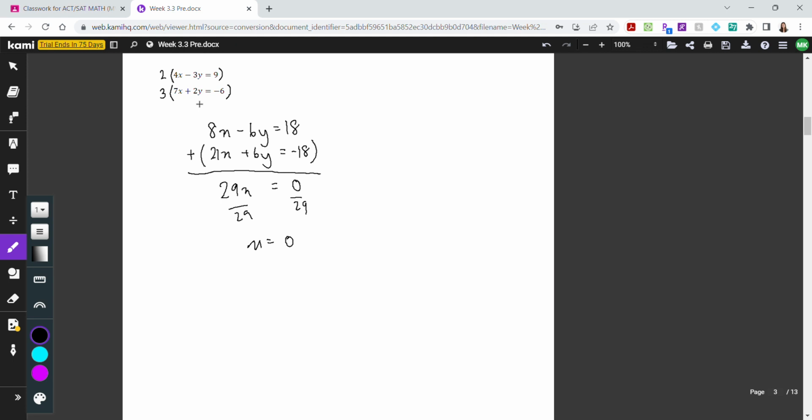From there, we're going to plug into any one of the equations that we have. So I'm going to use the first equation. So that means 4 times 0, because that's where x used to be, and now we're replacing it with 0, minus 3y equals 9. This becomes 0. So now we have negative 3y equals 9. Isolate y by dividing both sides by negative 3. We would then get y equals negative 3. So the solution for this system of equations is going to be 0, negative 3.